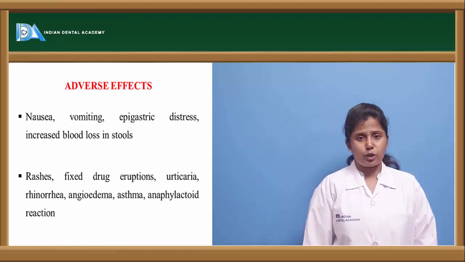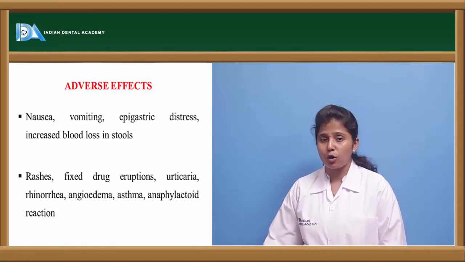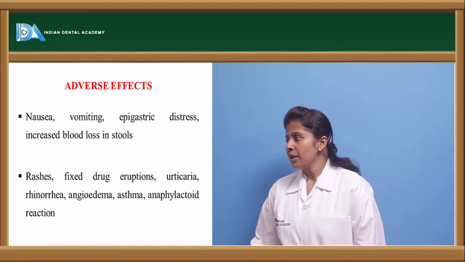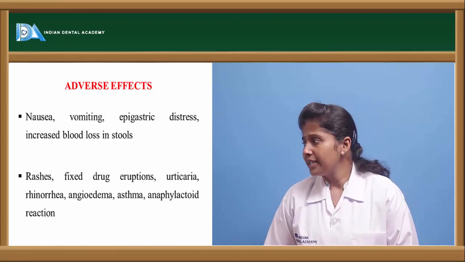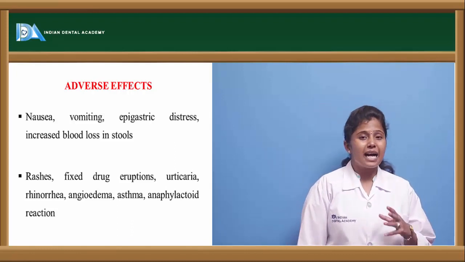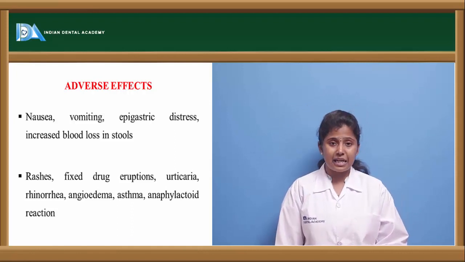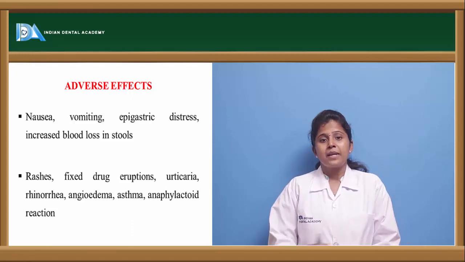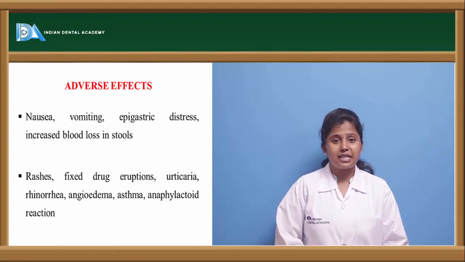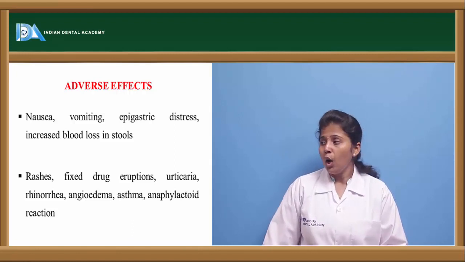What are the adverse effects of aspirin? Aspirin has adverse effects like nausea and vomiting. These are the common adverse effects. It causes epigastric distress, and it increases the blood loss in the stools, as it is prolonging the bleeding time. So there occurs blood loss, and this blood is lost through stools, and in the GI, that is the gastrointestinal region, it shows epigastric distress as well as nausea and vomiting.